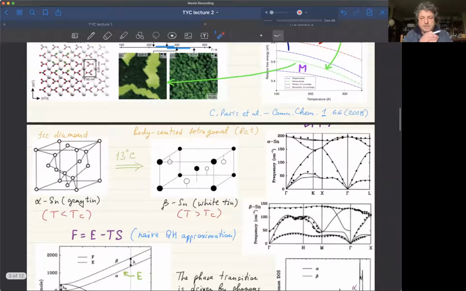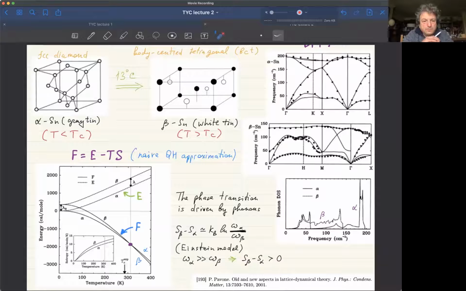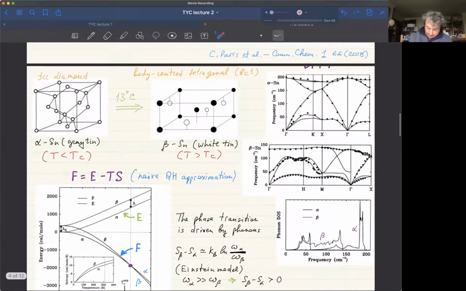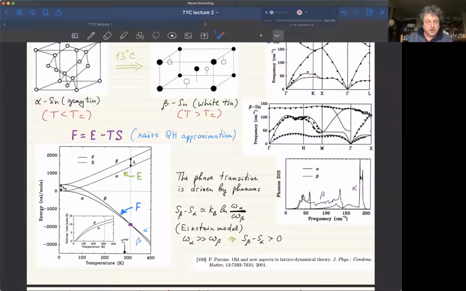Right. So this is another example of gray tin to white tin phase transition. At low temperatures, it's FCC diamond structure, but at 13 centigrade, it undergoes a phase transition into the body-centered tetragonal structure. That transition has been described in the Pavone paper, a long time ago, 2001, using the so-called naive quasi-harmonic approximation.